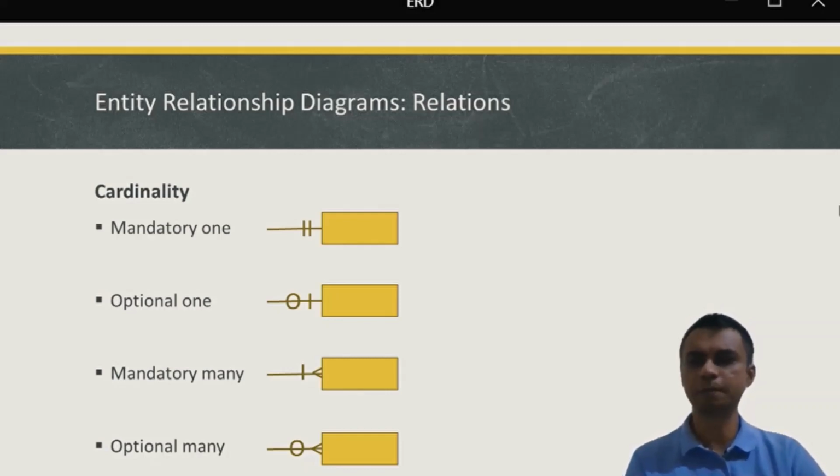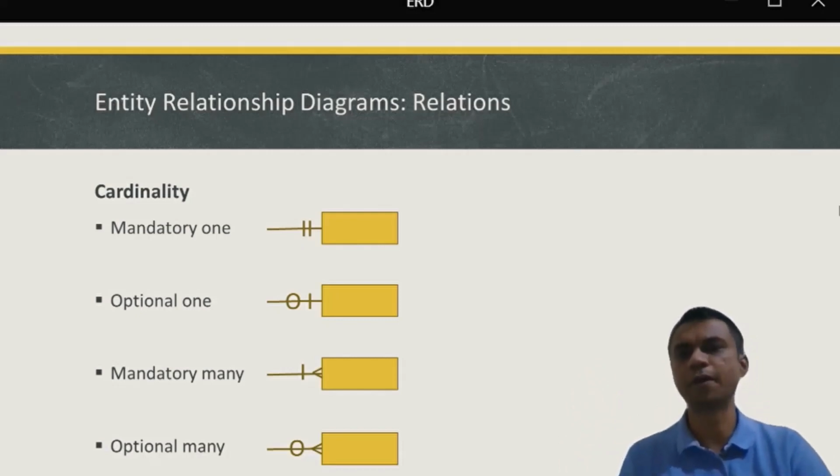You want to know whether it's a mandatory 1:1 relationship, is it an optional 1:1, is it mandatory many, or is it an optional many relationship? And this we are looking at from one side of the relationship. There is always another side to the relationship, and that side may again be any of these four.